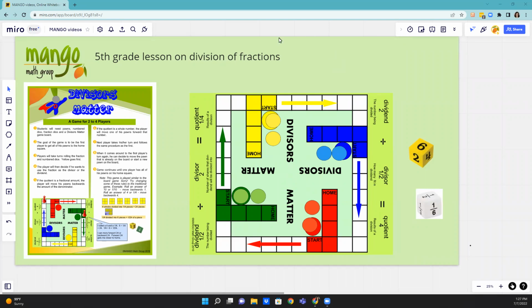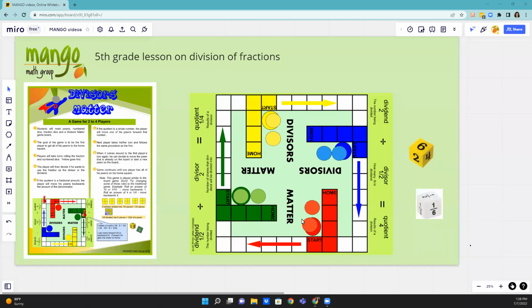So, for example, on the game board here, you'll see that if a dividend is a fractional amount divided by the divisor, which is a whole number, your quotient will be a fractional amount. If your dividend is a whole number and you're dividing it by a divisor that is a fraction, your quotient will be a whole number. This doesn't apply to all fractions, just fractions that are not improper.